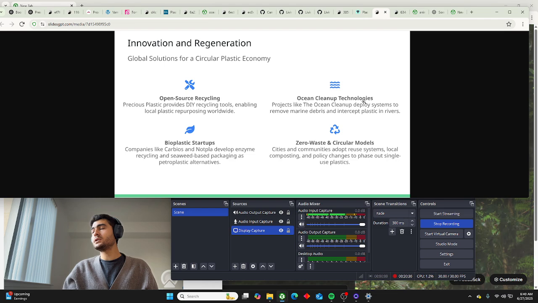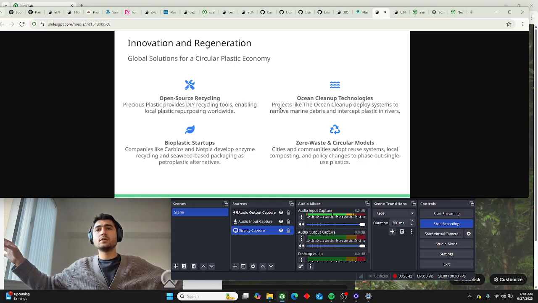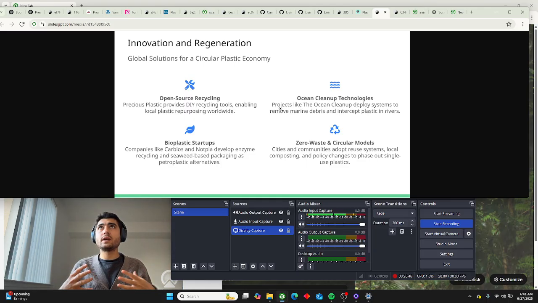Ocean cleanup technologies. Projects like The Ocean Cleanup deploy systems to remove marine debris and intercept plastic in rivers. So they put nets in the rivers to protect the ocean from taking in that plastic in the first place. But yeah, let's see.